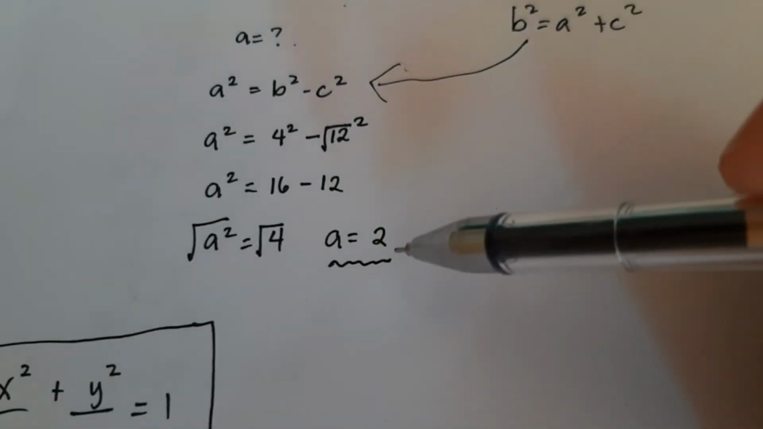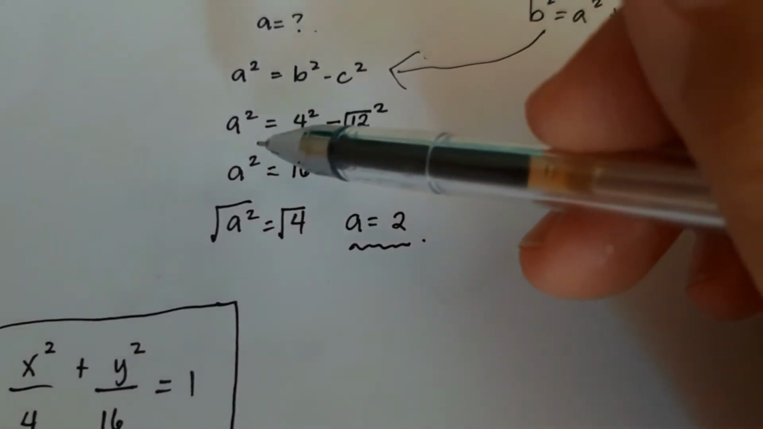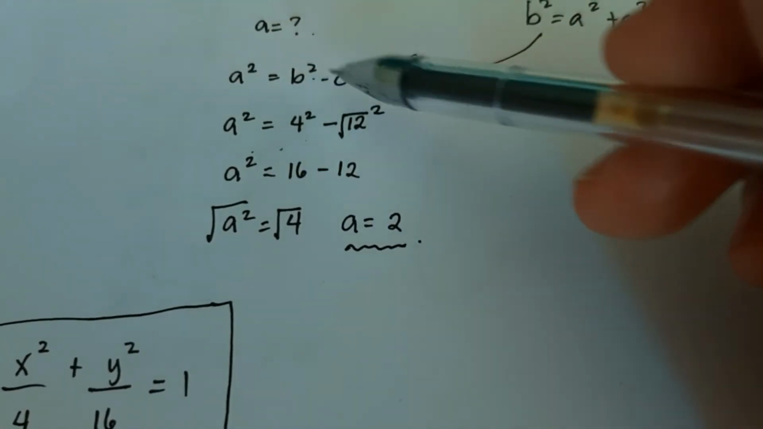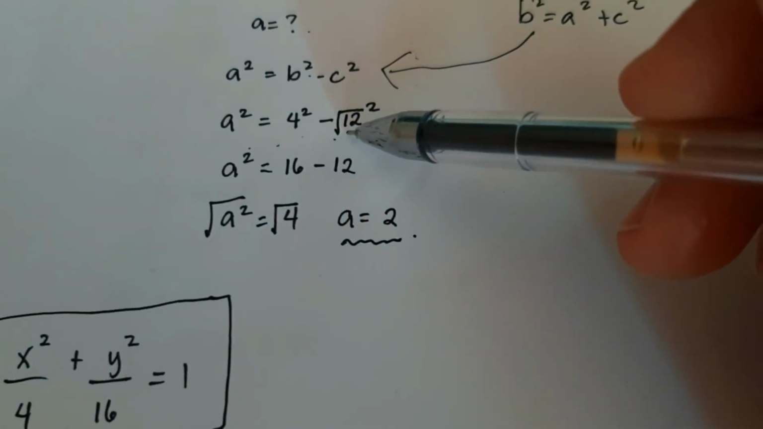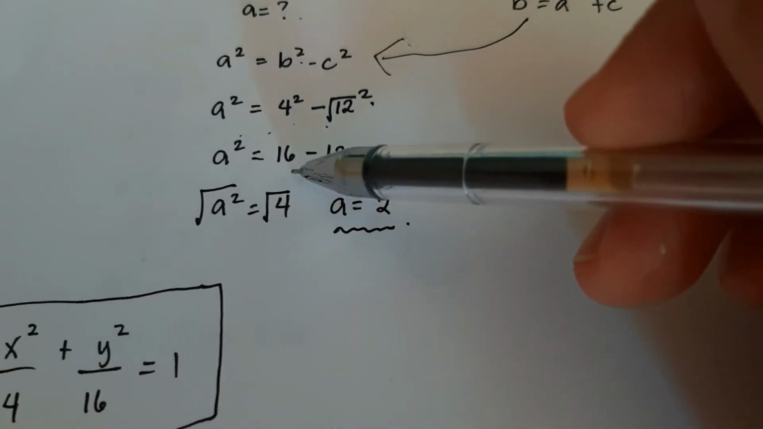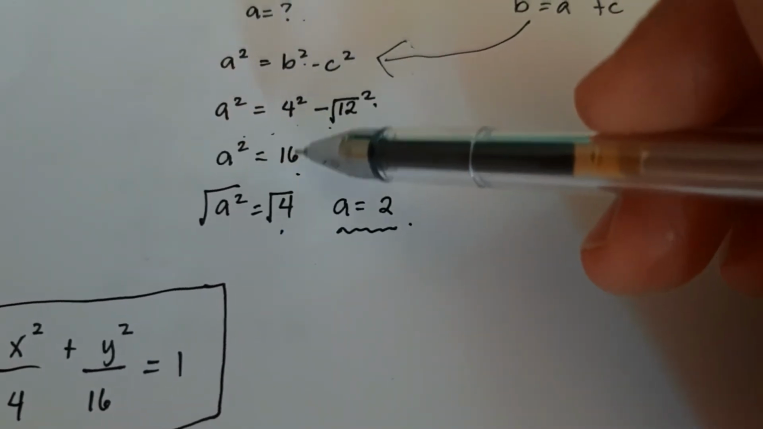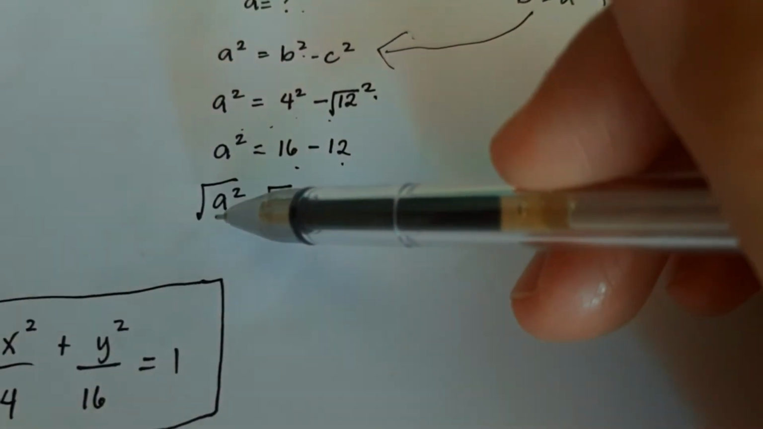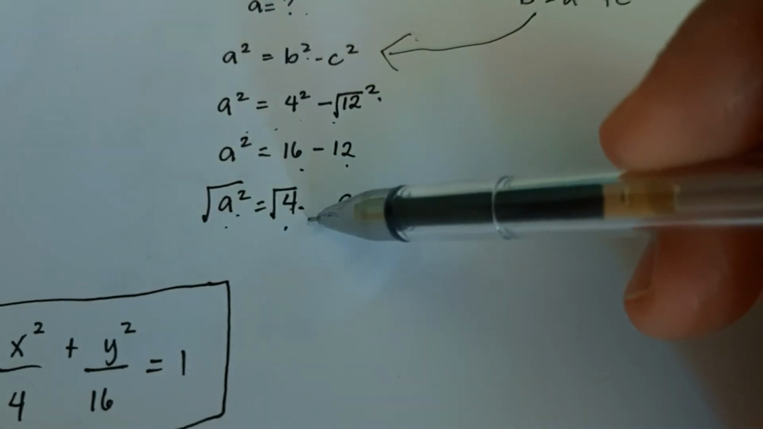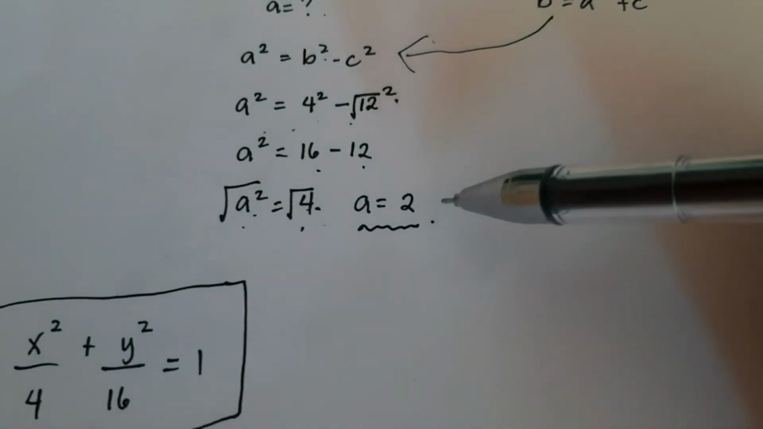Okay, so you have a squared is equal to 4 squared, which is b squared, minus square root of 12 squared. So, you have 16 minus 12. So, you have 4. Getting the square root of both sides, you could get the value of a is equal to the square root of 4, which is equal to 2.